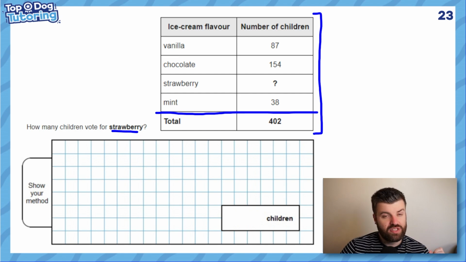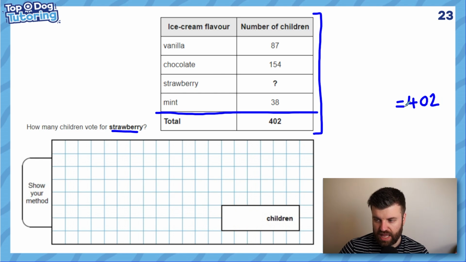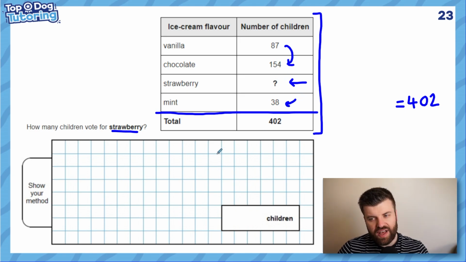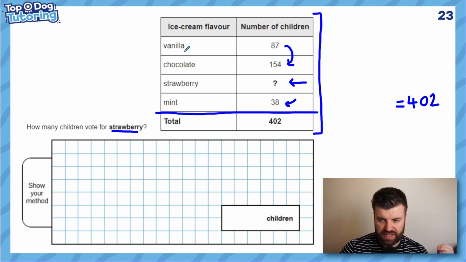So this is a very common type of question again, and I'm going to do this in a future video, is when we're given a total. So altogether, the answer to everything, when we add it all up, is 402. And what we've got is a missing number in the middle. So 87 plus 154 plus 38 plus question mark gives us 402. So the first step here is to find out what's the total for vanilla and chocolate and mint. What's the total of everything we're actually given for the number of children and what they chose.